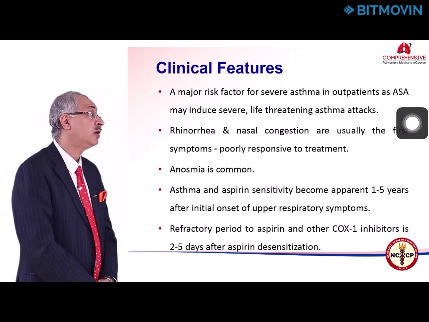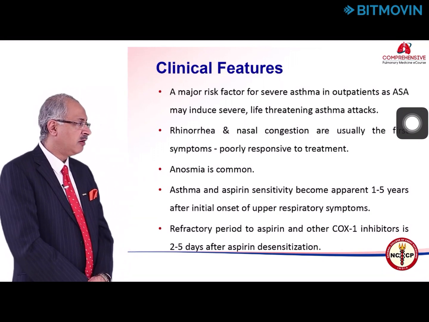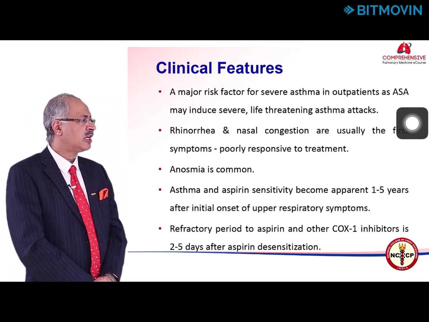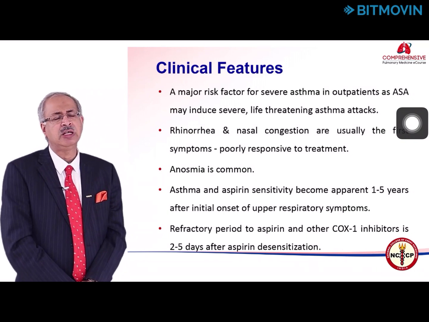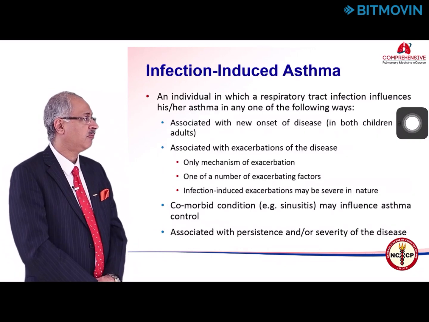Anosmia is not uncommon, and asthma and aspirin sensitivity becomes apparent more than 1 to 5 years after the initial symptoms of upper respiratory disease. The refractory period to aspirin and COX-1 inhibitors is 2 to 5 days especially. That means you can desensitize these individuals, but this stays only for a short time.